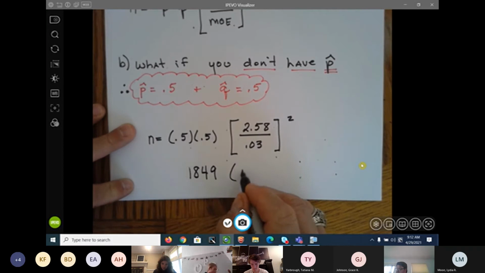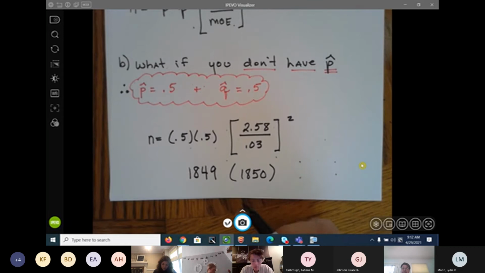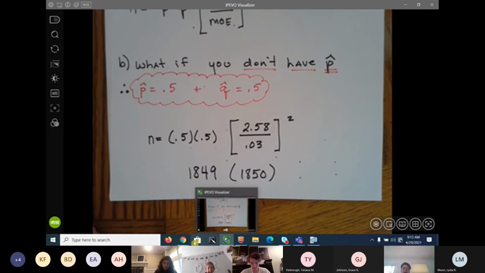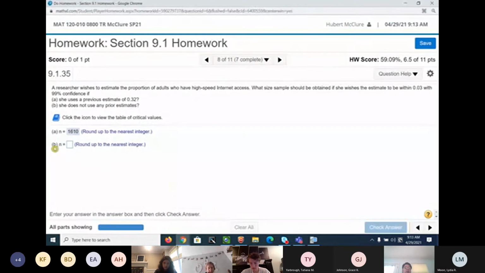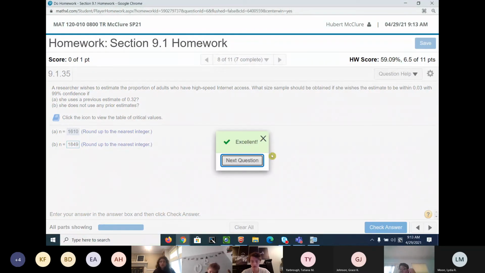And I'm going to put right here 1850, because let's say you're on a standardized test and they have 1850 as a multiple choice and you choose 1850. There are some books that round up no matter if you get a decimal or not. This book, I think, only rounds up if you get a decimal. But we're going to find out here in just a second. So go back and 1849. I'm going to put 1849. That right there is a test question.